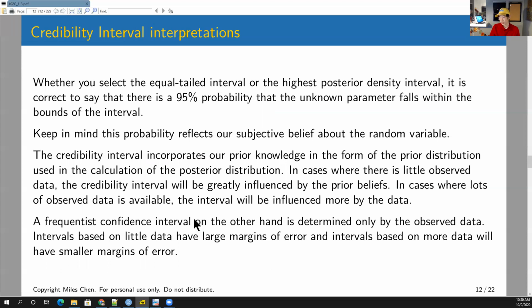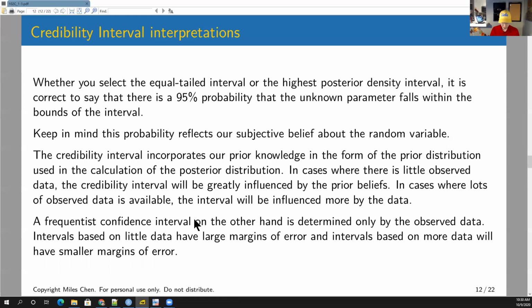Keep in mind that when you say there's a 95% probability that the parameter falls within the bounds of the interval, this probability expresses a subjective belief, right? Because in Bayesian statistics, probability represents a subjective belief about whatever it is.